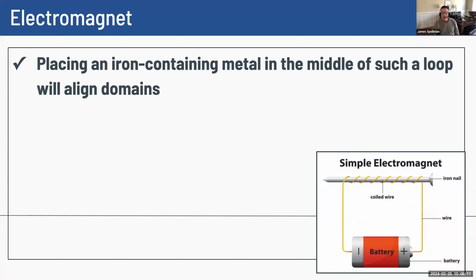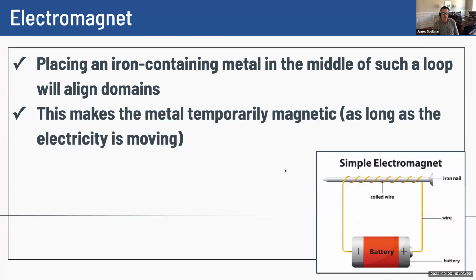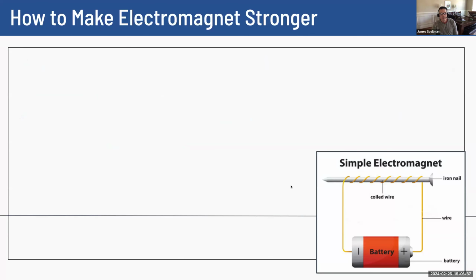So sticking an iron nail or any other piece of iron in the middle of a bunch of loops, as long as some electricity is moving through it, will align the domains, and what that's going to do is to make our nail into a magnet. So it's no longer going to be just a regular piece of metal. It's going to be magnetized. And again, this is going to be a temporary magnet, because if we turn the electricity off, then the magnet's going to stop.